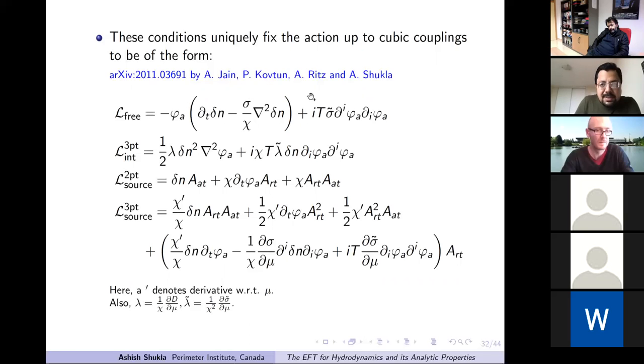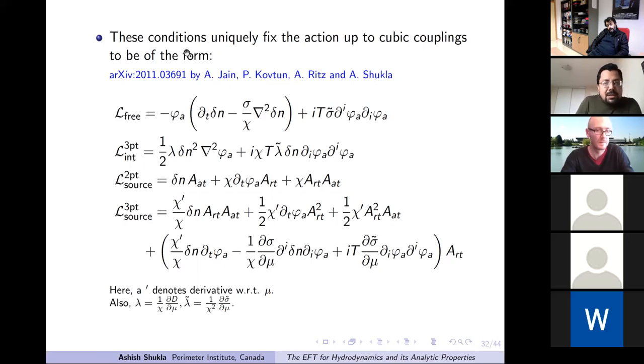I have decomposed it into 4 parts. The first part is essentially the free part. Okay, it's only quadratic terms: phi a times dtn minus sigma over chi grad square delta n, etc. Then I have 3-point interaction terms, and in particular, I have truncated this effective action at cubic order in interactions. Okay, so it's not that there are only cubic interactions. There are, of course, higher non-linearities that are present, as are always there in hydrodynamics. But for the sake of illustration, I've just truncated it at the cubic order and second order in derivatives.